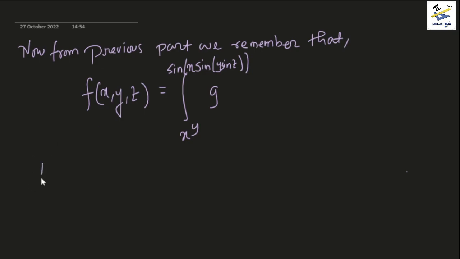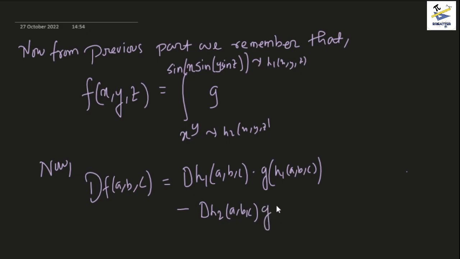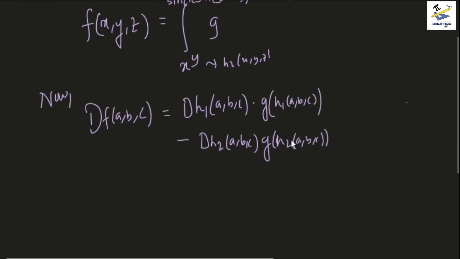Now, df of a comma b comma c was basically equal to, as I said before, if we call this function as h1 of x comma y comma z and this function as h2 of x comma y comma z, then we can write this as minus, and we only need to find dh1 abc and dh2 abc.